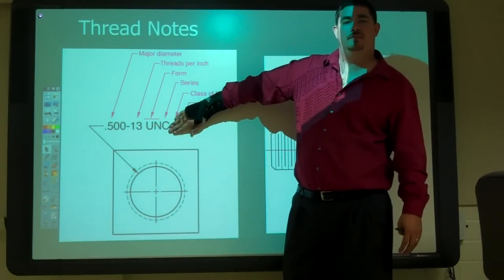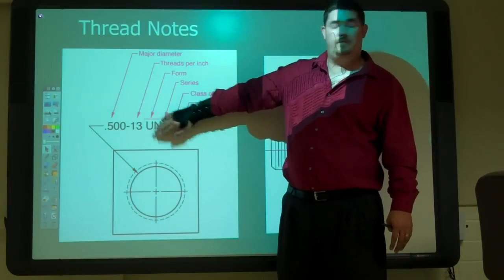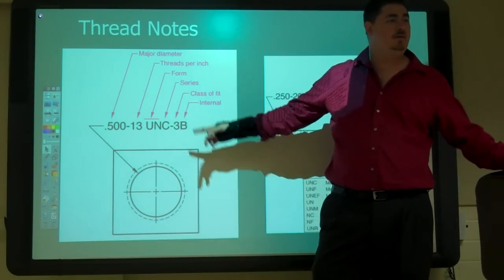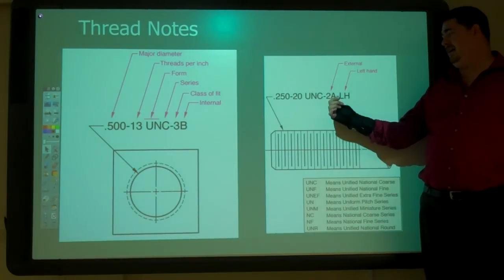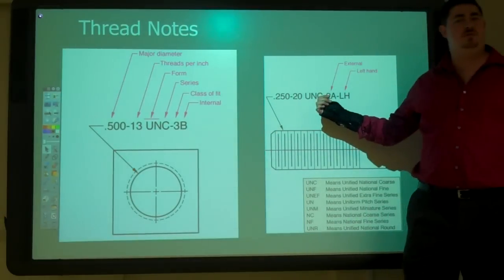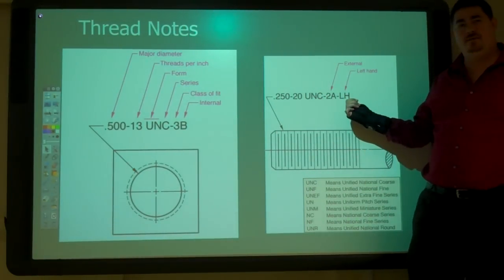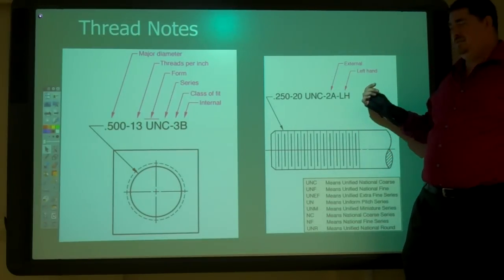Half-13 UNC. Sometimes you'll see it just as half-13. Sometimes you'll see the whole thing, 13, 3B. Or in this case, a 2A. A is an external, B is internal. And then if there's anything else after it, like left-handed or multiple lead, you'll make that a dash and then whatever that is.